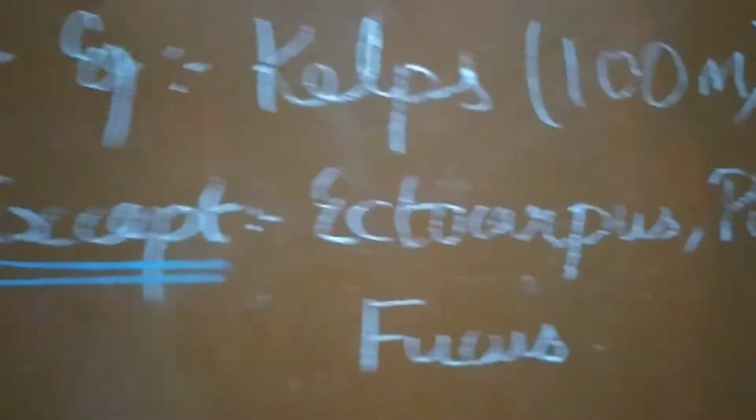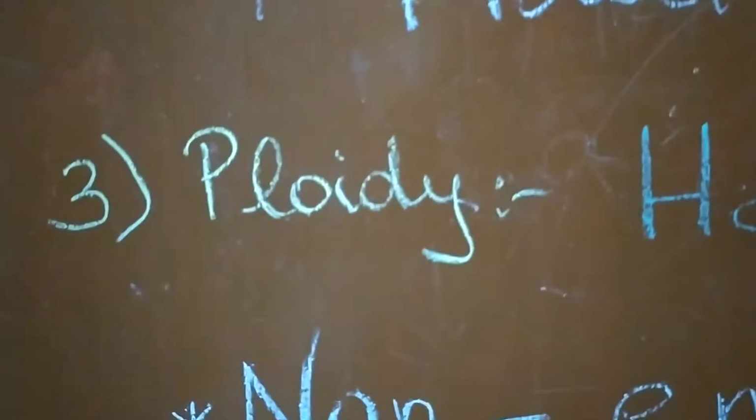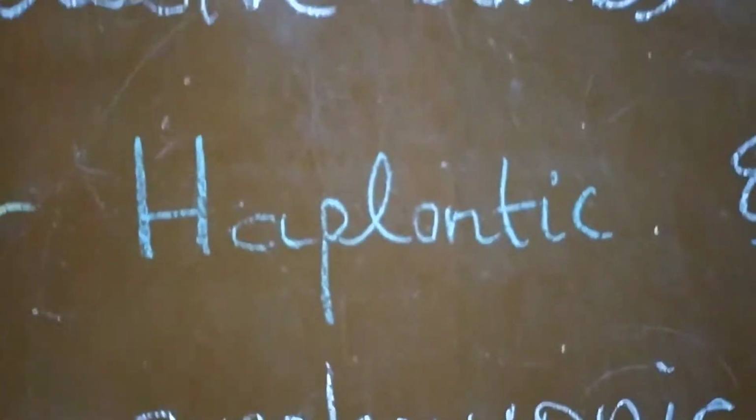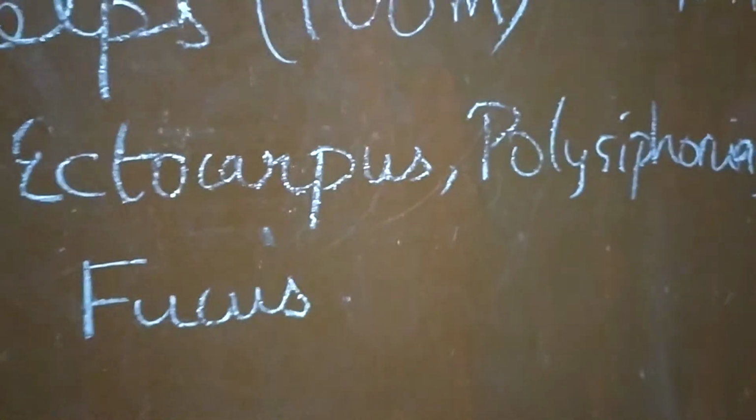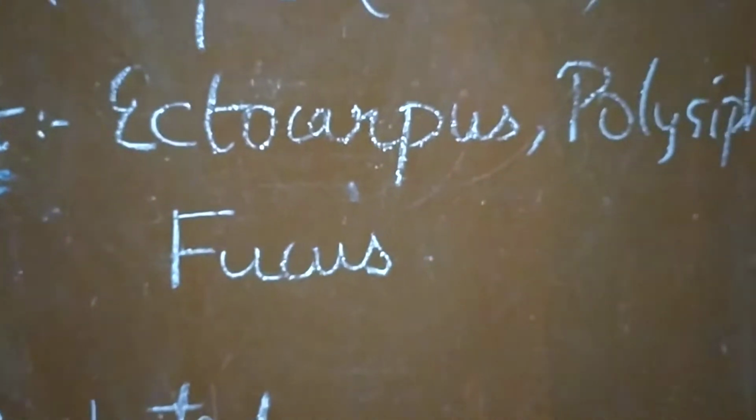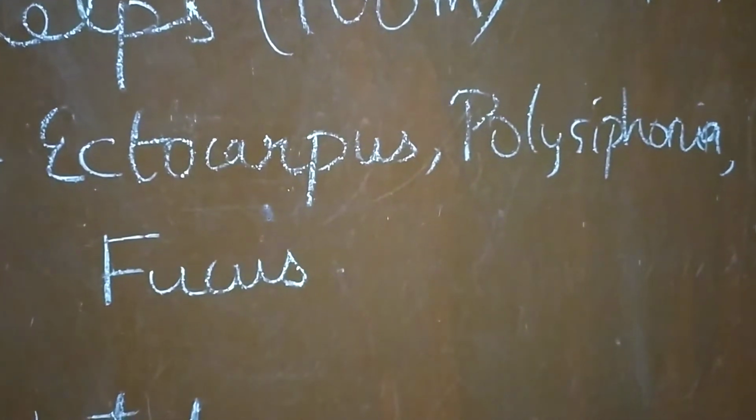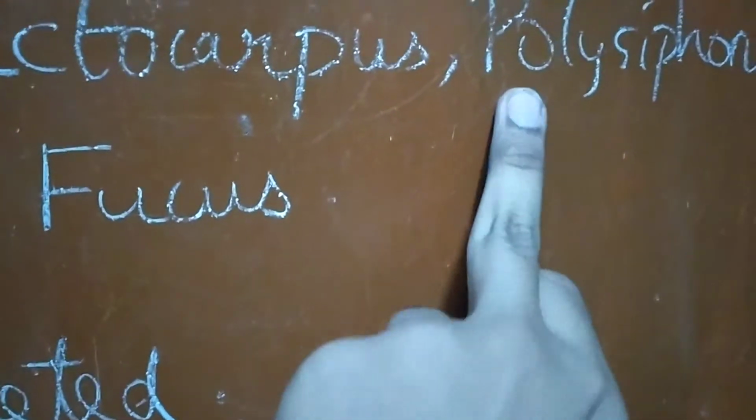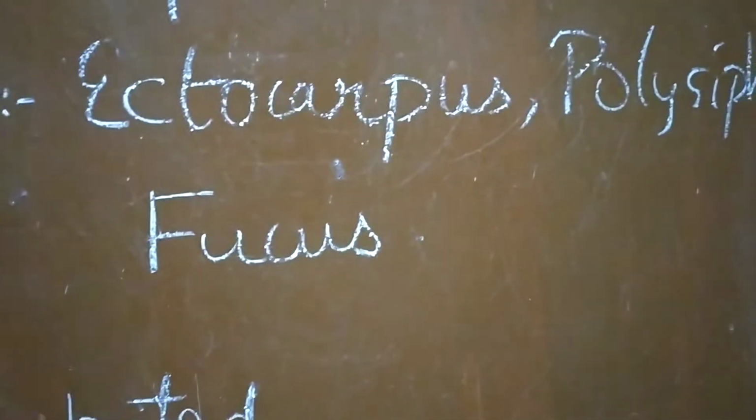Okay. And the third general character we are going to discuss is ploidy. They are generally haploid, but there are exceptions which are very important. The exceptions are Ectocarpus and Polysiphonia and also Fucus. So why are they exceptions? We will study under the life cycle. Ectocarpus and Polysiphonia are haplodiplontic, whereas Fucus is diplontic. So why they are so, we are going to study in the life cycle.